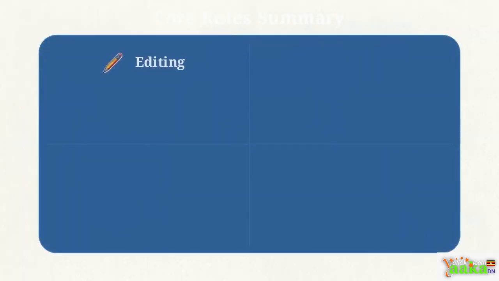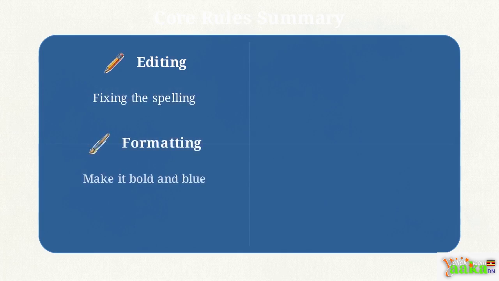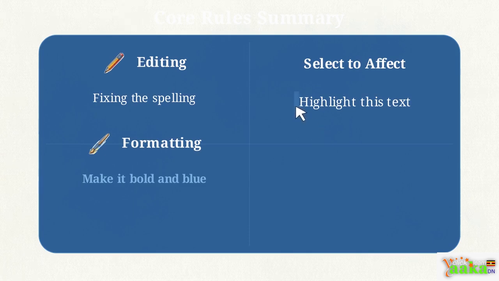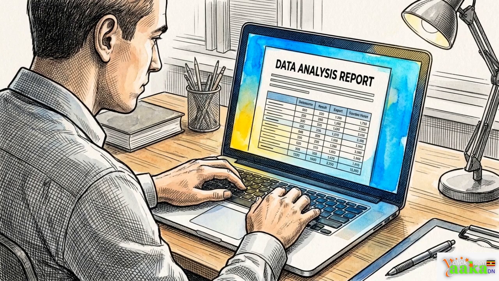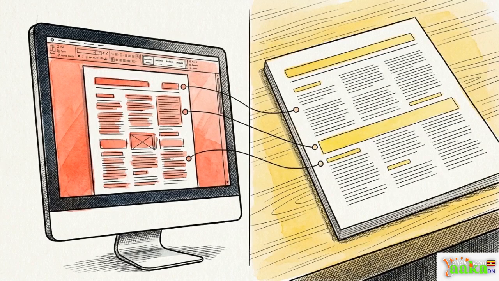Let's review the core rules that get you to that final print. First, editing is changing the actual words and fixing spelling. Formatting is changing how those words look on the page. Second, remember the golden rule. Select to effect. You must highlight text before you can format it. And finally, always use the ribbon to align your text, never the spacebar. Mastering these word processing steps gives you complete control over your writing. It allows you to take a blank digital workspace and effortlessly transform your ideas into a polished professional reality.